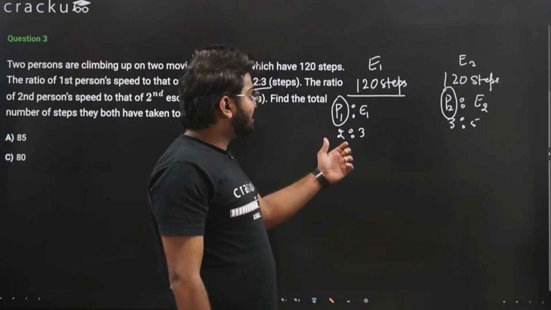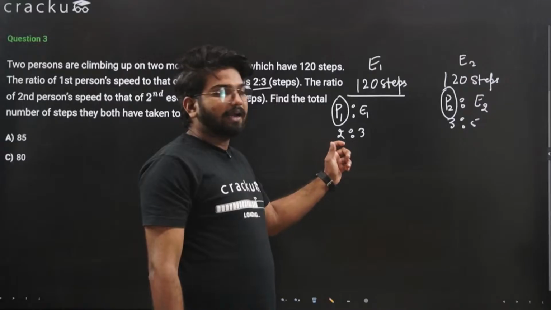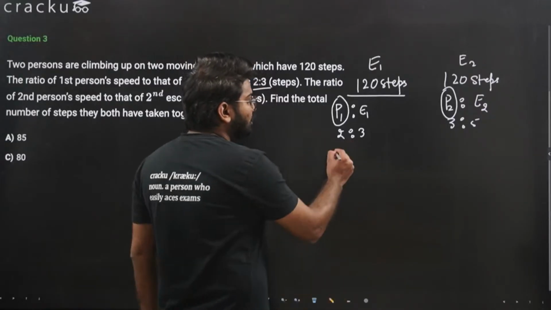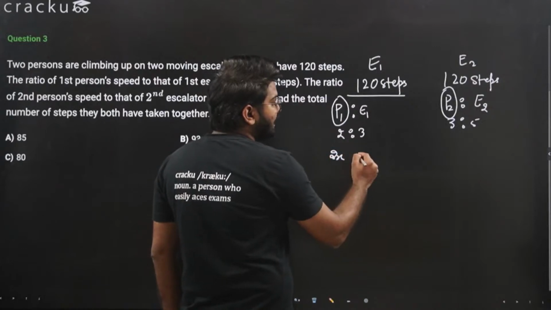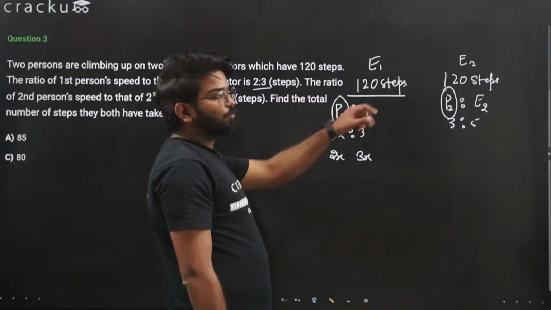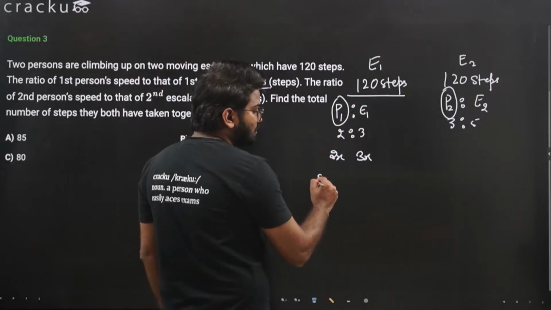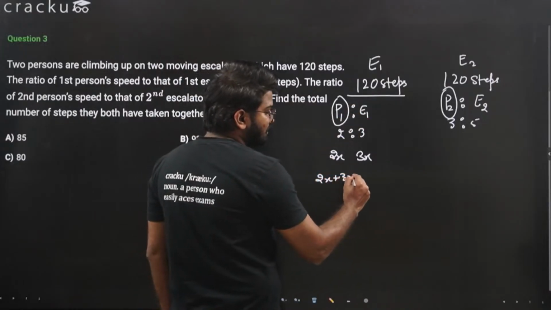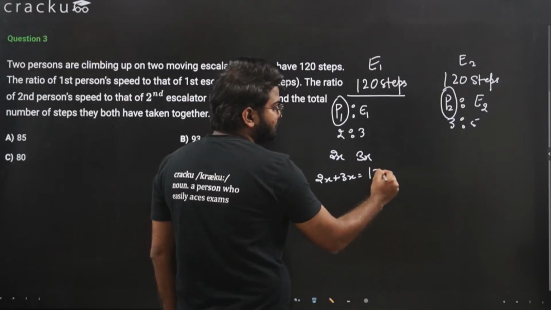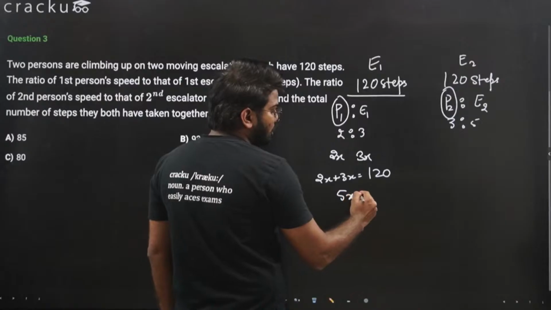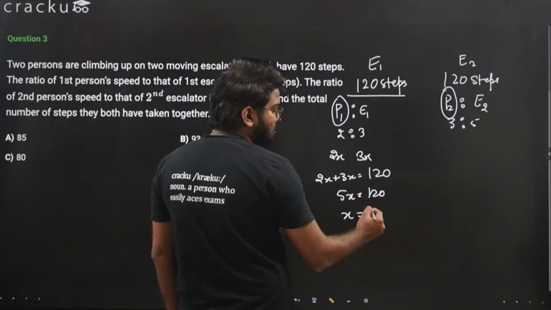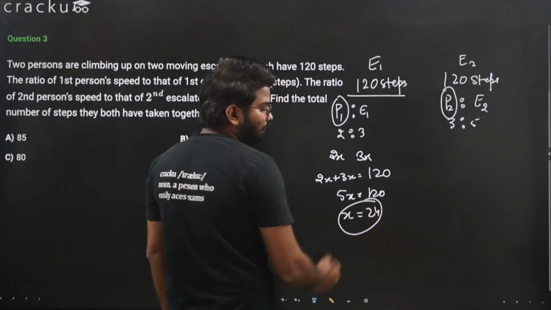In that, P1 is covering 2 parts and E1 is covering 3 parts. Let's say P1 is covering 2x, so E1 is covering 3x. In total they are covering 120 steps, so this will be 2x plus 3x is equal to 5x, is equal to 120, and 5x is equal to 120.